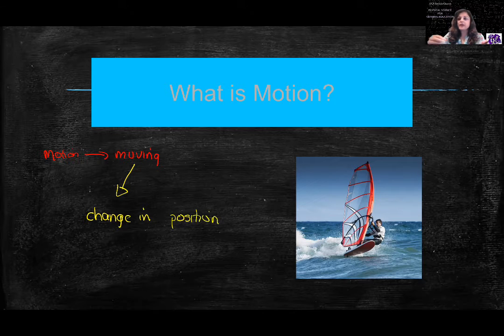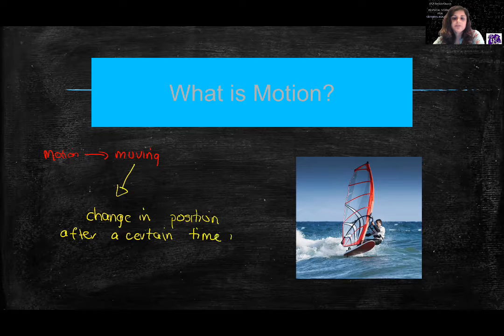So it can move 5 centimeters to the left, 5 centimeters to the right, up, down, on the floor. It has moved, it has changed its position. So when we have motion, we have a change in position from one point to another. It's now sitting in a new point after a certain time t. And we use little t for time.